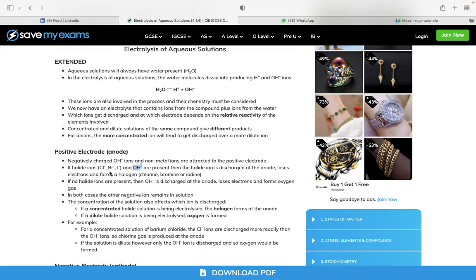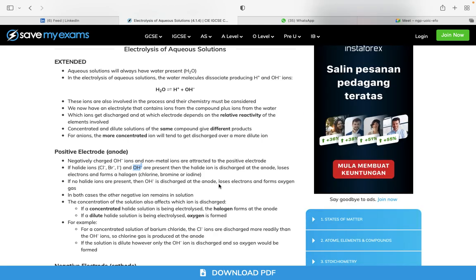So if no halides are present, then OH will be discharged. If no halides, chlorine ion, bromine ion, iodine ions, if these ones are not present, then the OH ion will be discharged at the anode and they will lose electrons to form oxygen gas. They will form oxygen gas and water. Okay? They will lose electrons to form oxygen gas. In both cases, the other negative ions remain in solution.